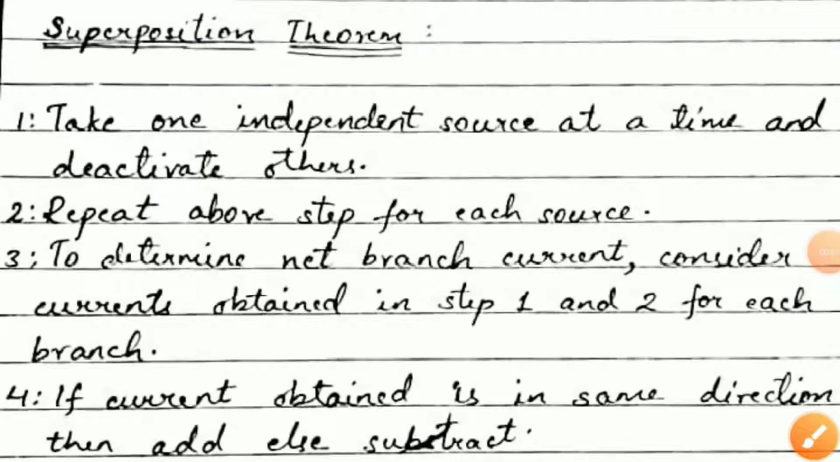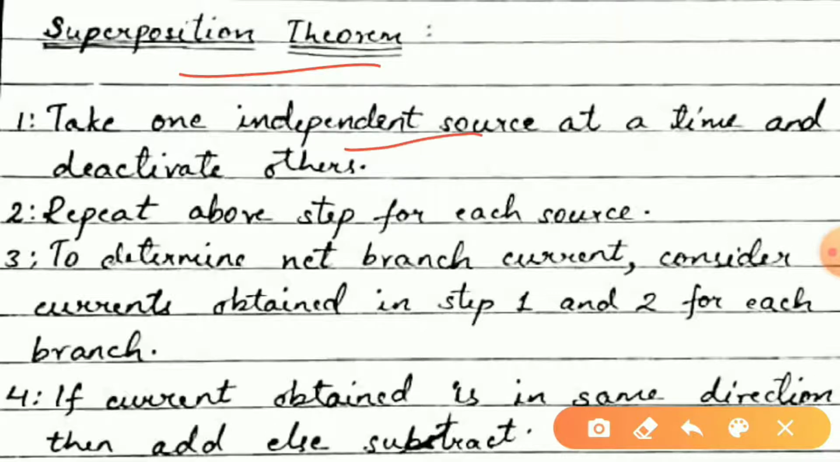Steps to solve superposition theorem are shown here. Step 1 is to take one independent source at a time and deactivate other sources. We take one independent source at a time because superposition theorem talks about finding the response on an element caused by an individual source at a time. Deactivating other sources means that the sources are replaced by their internal resistance.